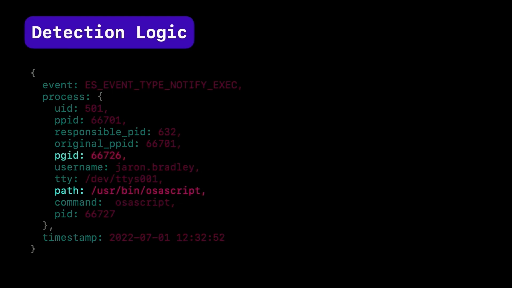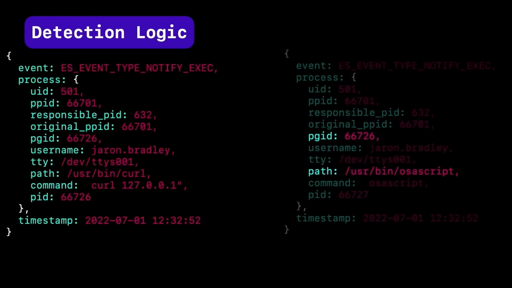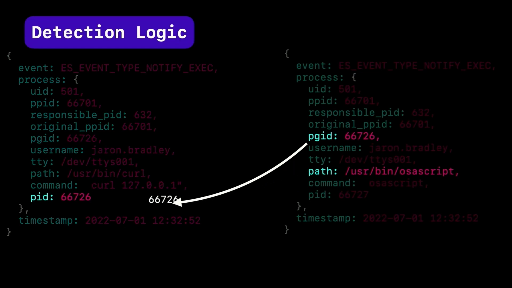So the way that we can start to uncover what piped to osascript is by looking at that process group ID. If we follow that process group ID, we see that it leads us to the curl command. And once we have this link, we are confident that this type of a living off the land technique was being used, at least to the point of popping an alert for further analysis.